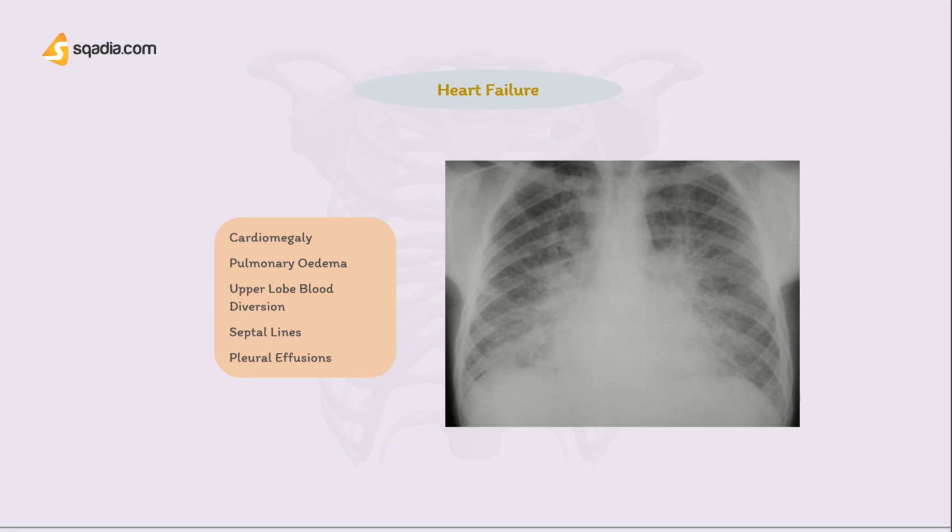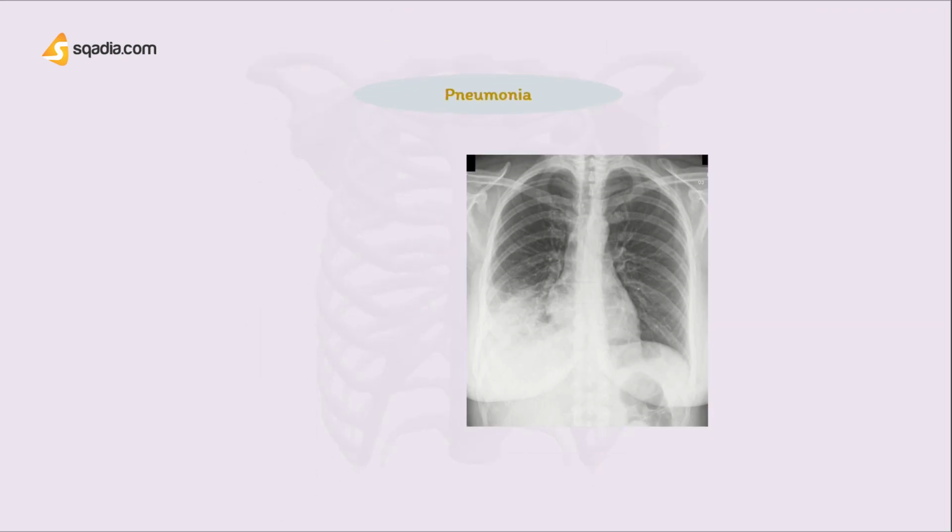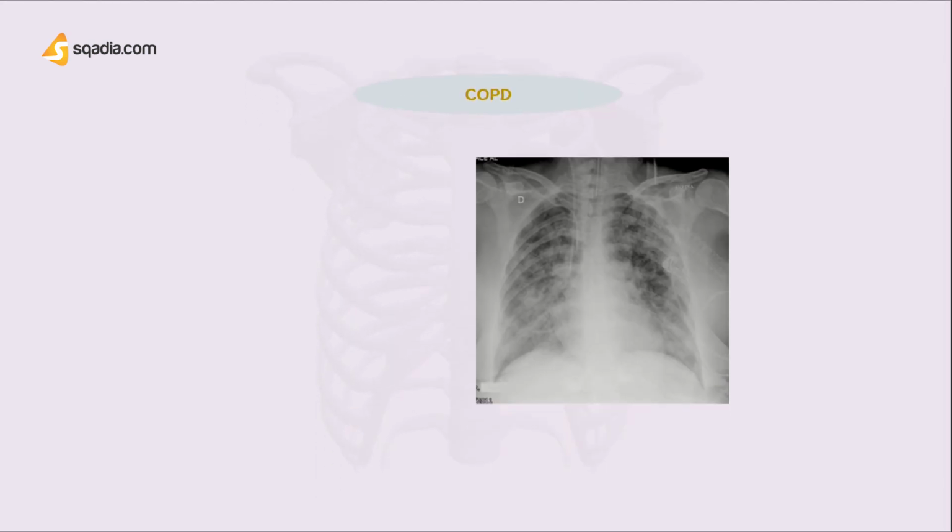Next up, we have pneumonia. On a chest X-ray, pneumonia appears as consolidation or airspace shadowing. Other occasional features of pneumonia on a chest X-ray include pleural effusion or cavitation. Let's move on to chronic obstructive pulmonary disease.